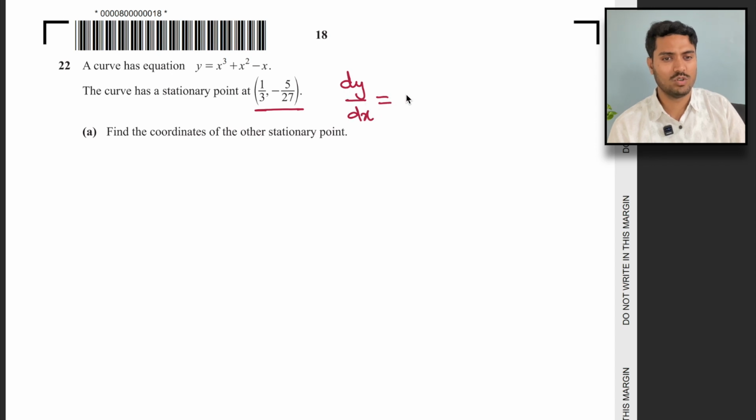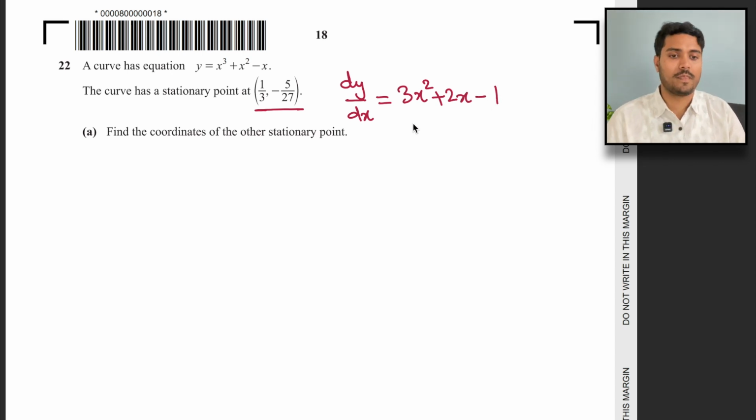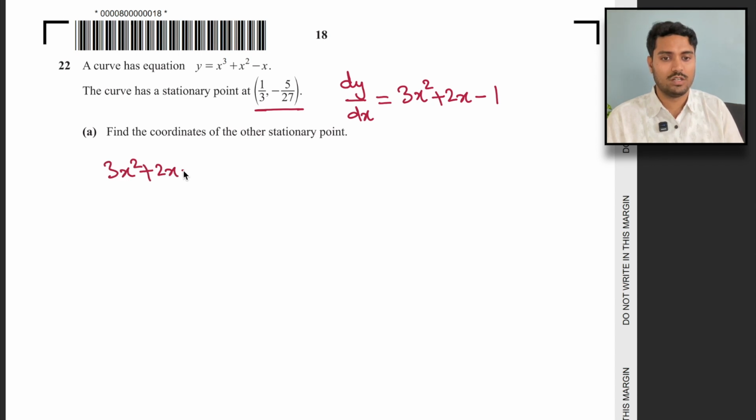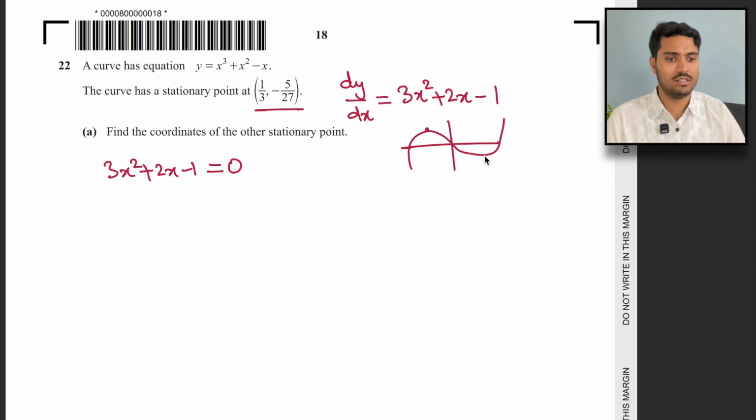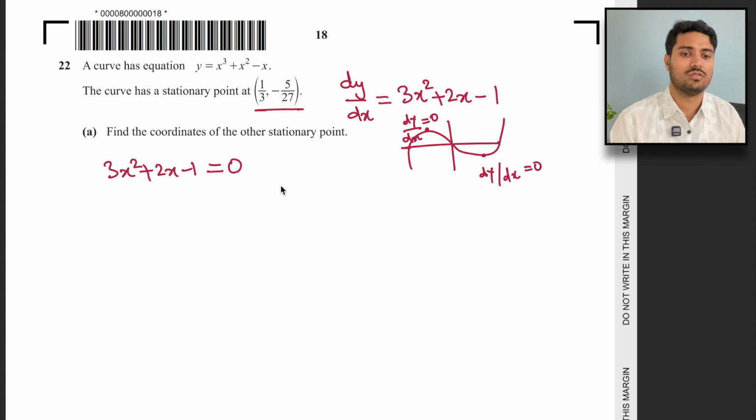So dy by dx is going to be 3x square plus 2x minus 1. So 3x square plus 2x minus 1 is going to be 0, because dy by dx is 0 at the stationary point, like this point and this point. dy by dx is equal to 0, and we have to find the other stationary point.